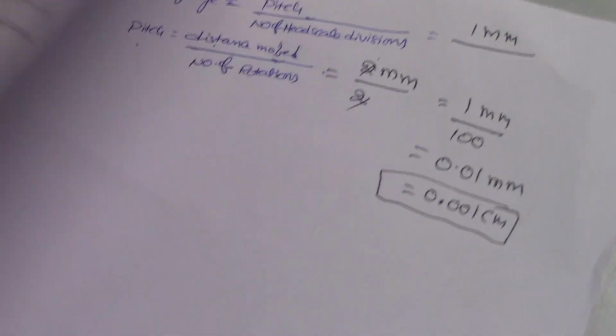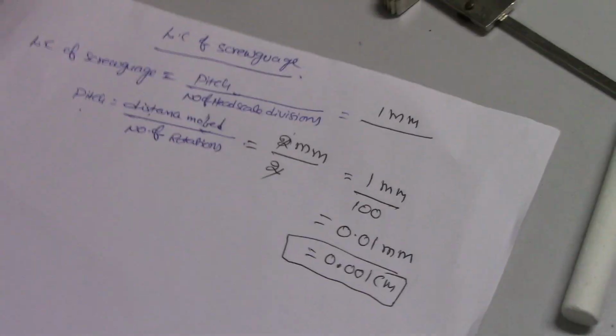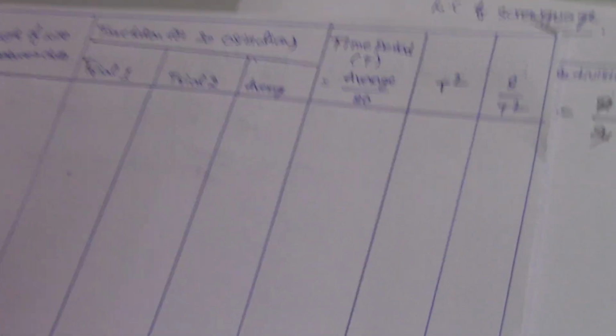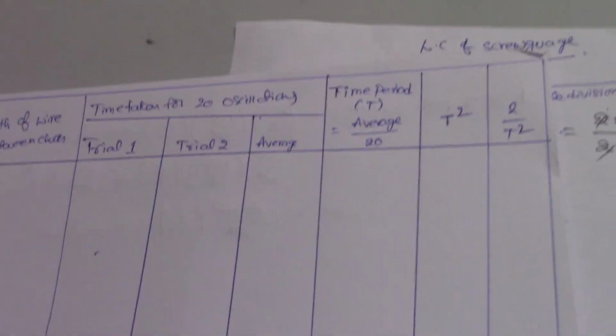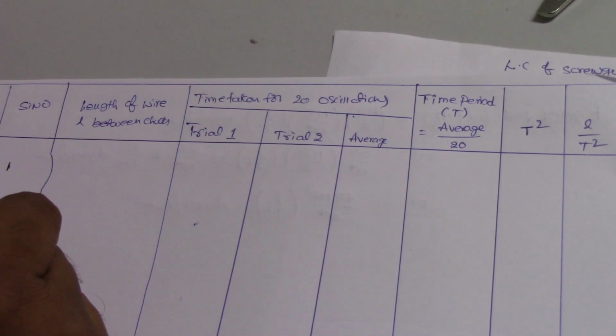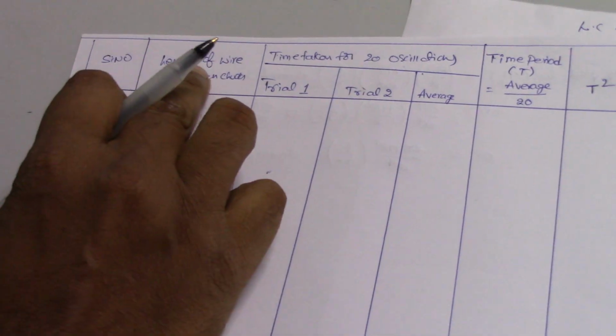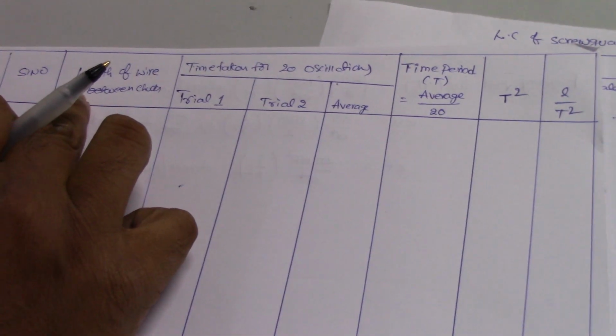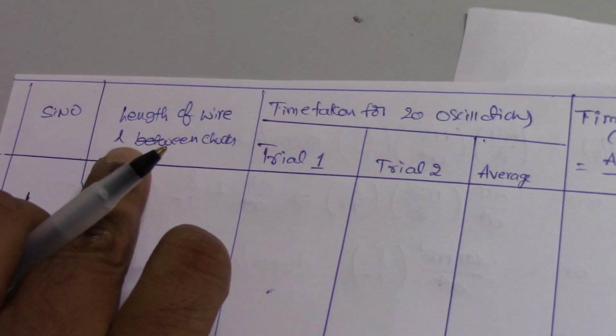Next, how to evaluate L by T square? For this, let us start the experiment. This is the tabular form corresponding to this experiment, students. The first column is the serial number, which means 1, 2, 3. Then the length of the wire between the check nuts. Here let me introduce what the length of the wire is.